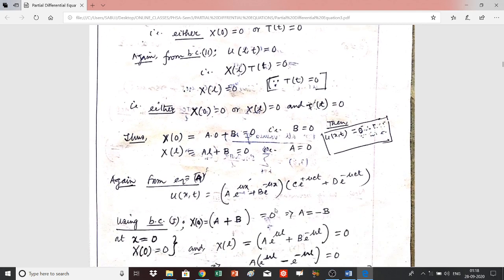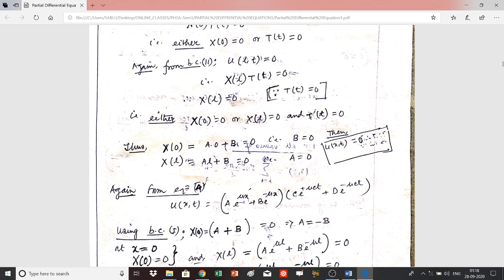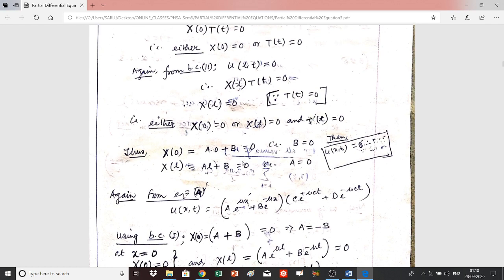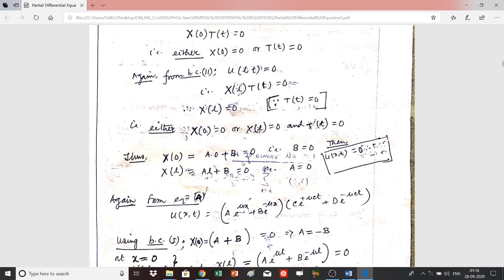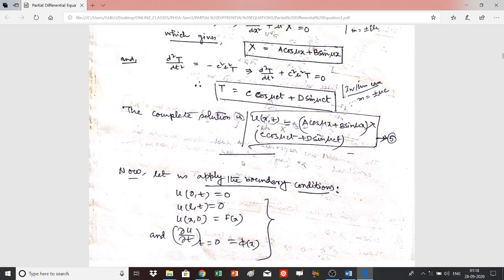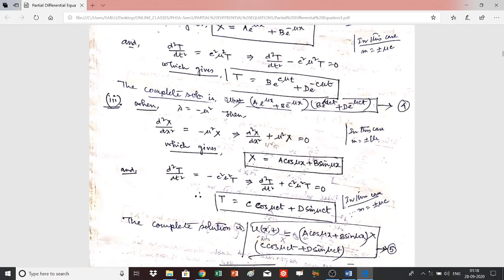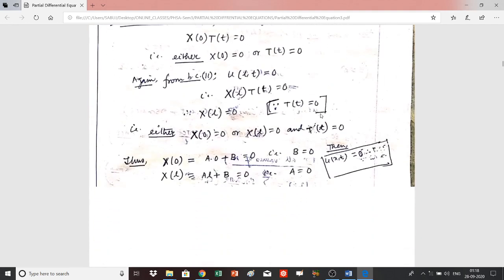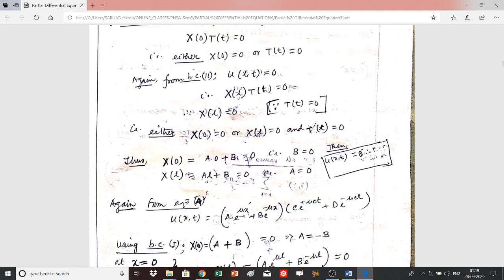And now from equation 4, in this case we obtain that both a and b are 0. Now again from equation 4, that was here, this is equation 4: u(x,t) is equal to (a e to the power mu x plus b e to the power minus mu x) into (c e to the power mu ct plus d e to the power minus mu ct).